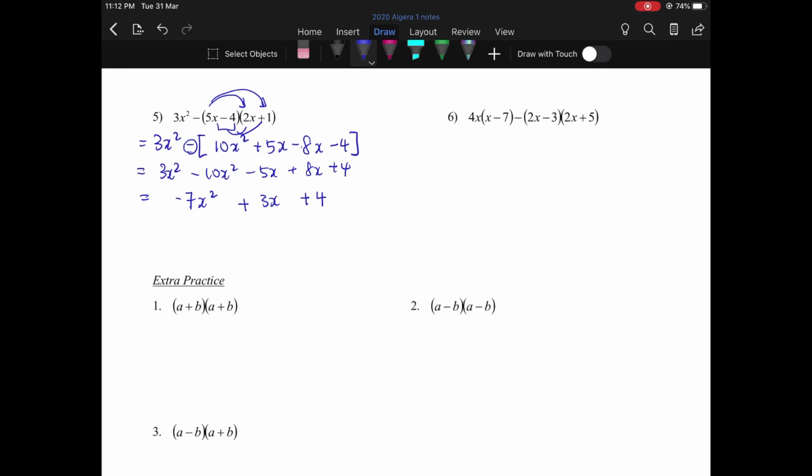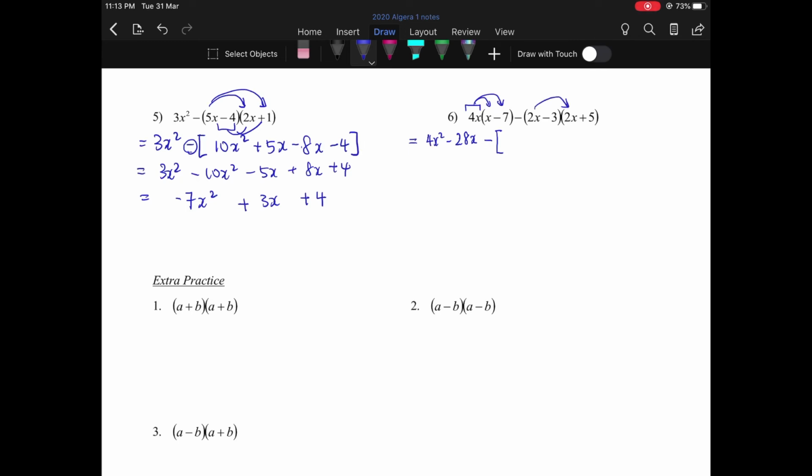Question 6. According to Bodmer's rule, you have to do the multiplication first before the subtraction. So we have to distribute 4x into the terms in the first set of brackets. And we will get 4x squared minus 28x. Then we have to subtract the resultant of the product.